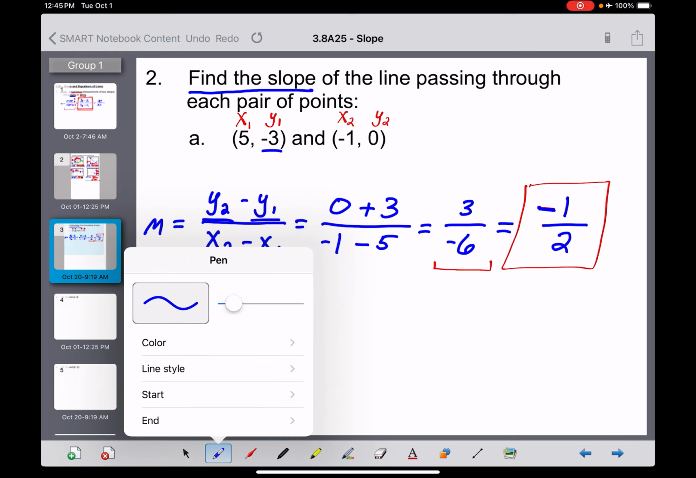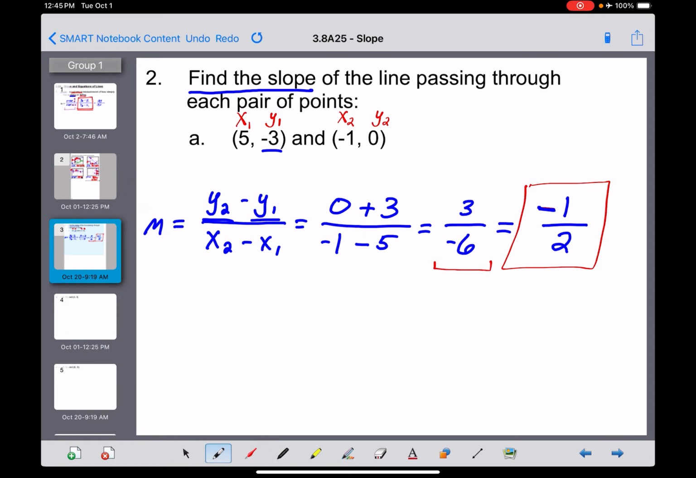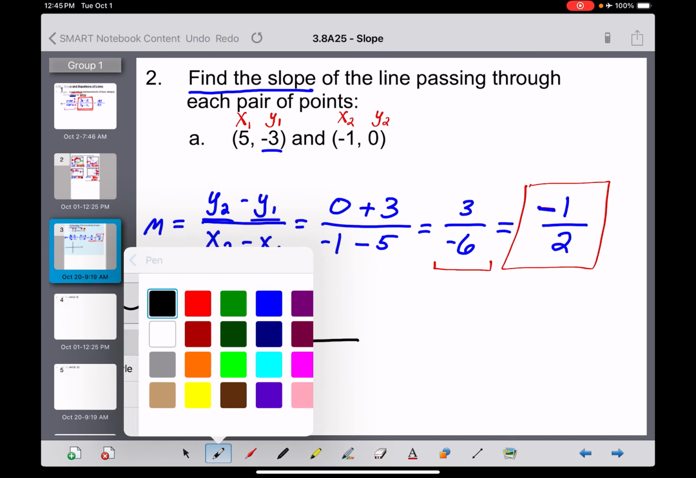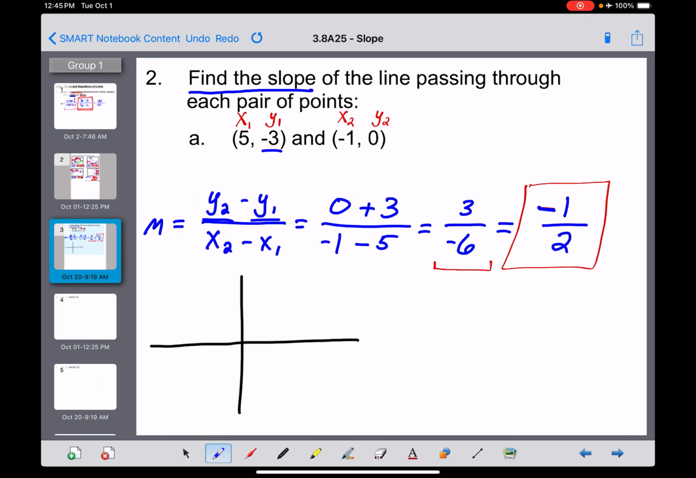Now, this is not going to prove anything, guys, although it could potentially prove if we had done something wrong. I'm going to draw a really quick rough graph and see if this answer makes some sense. Our first point was at 5, -3, which means that to locate it, I start at the origin, right in the middle, and I go 5 units to the right, and then 3 units down, which is going to get me roughly down here somewhere into the 4th quadrant.